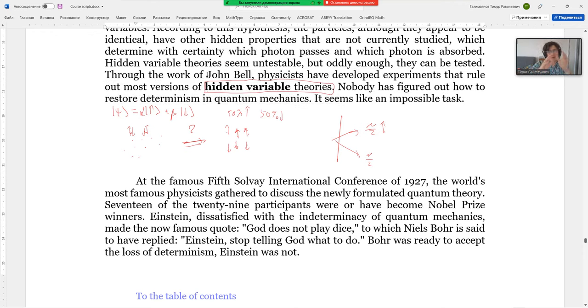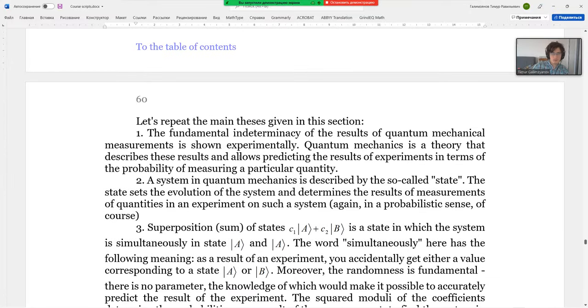However, there are some loopholes, and there are plenty of interpretations of quantum mechanics. There are some loopholes to believe that quantum mechanics is deterministic, but it is a minor view. The majority believes that quantum mechanics is indeterministic.